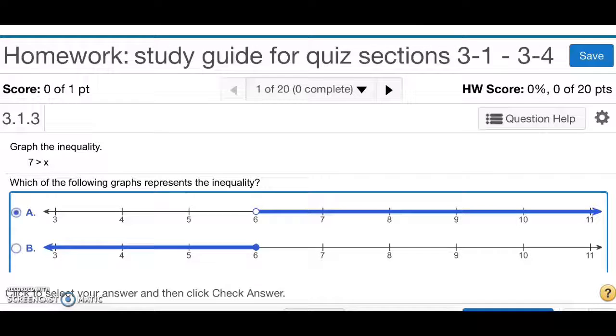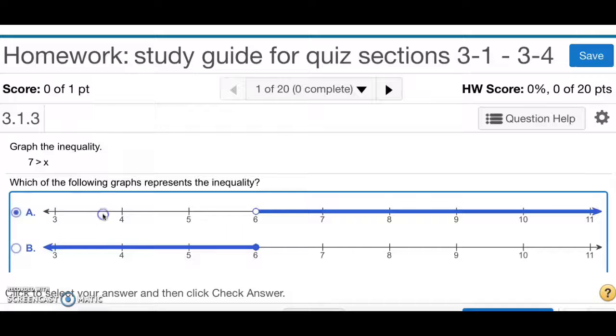Number 1, it says to graph the inequality. We have 7 is greater than x. In order to graph this, we have to move the x to the left and the 7 to the right in order to see which direction the arrow is going. When you put the x on the left, you have to switch the direction of the inequality, which will make it point to the left. So that means our inequality is going to be going to the left.